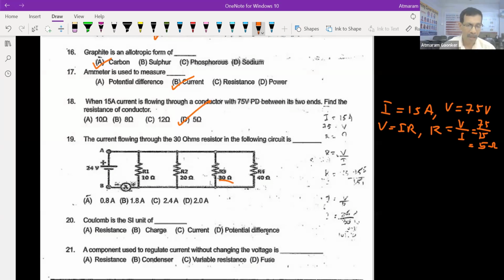Yes, it is a 30 ohm resistor. And how much is the current flowing through this? So we have I is equal to V upon R. And across the 30 ohm resistor, how much is V? It is 24 volt. So here V is 24 and R is 30 ohm. So 24 upon 30 works out to be 0.8 amperes. And so the correct option is option A.